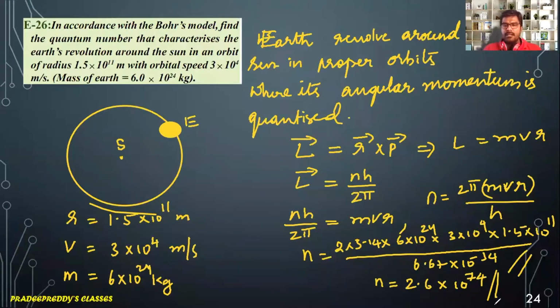It is just a number. It's a very large number because the mass of Earth is very huge. So principal quantum number is 2.6 into 10 power 74, very large value. And even from there you can calculate energy of Earth which is revolving in that particular orbit.